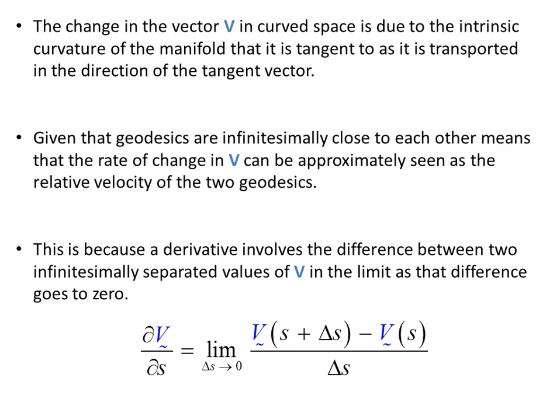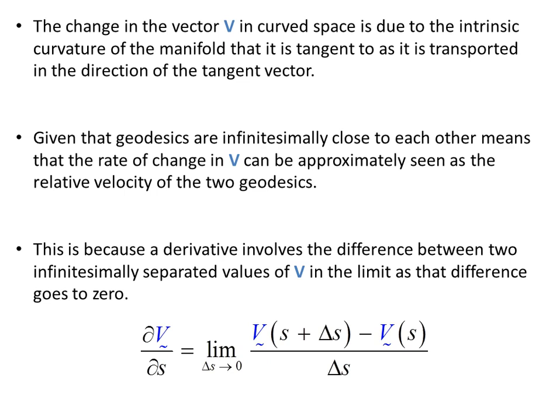Alright, so the change in the vector v in curved space is due to the intrinsic curvature of the manifold that it is tangent to, as it is transported in the direction of the tangent vector, and that just means that the basis vectors will change from point to point. So the covariant derivative contains both the partial derivatives of the components, but also the partial derivative of the basis vectors, that will not be constant from point to point.